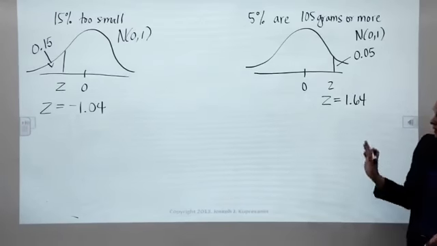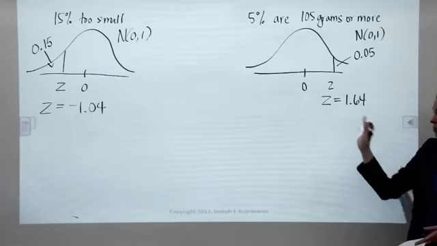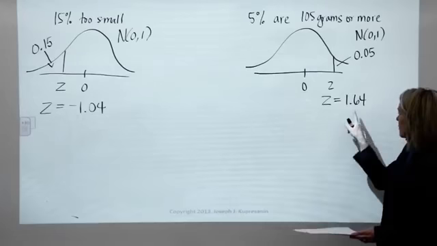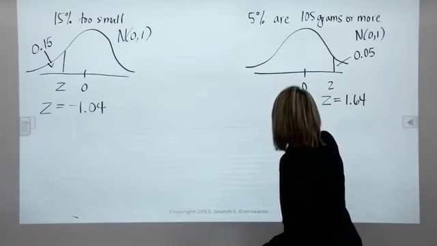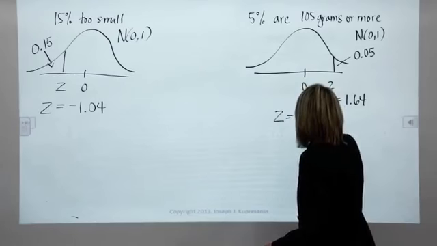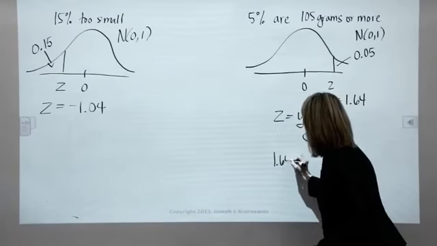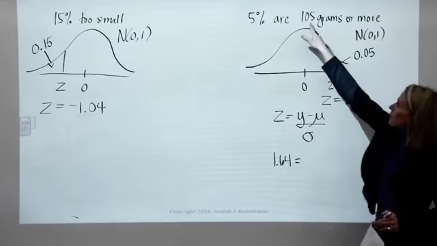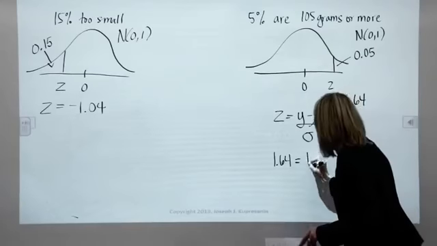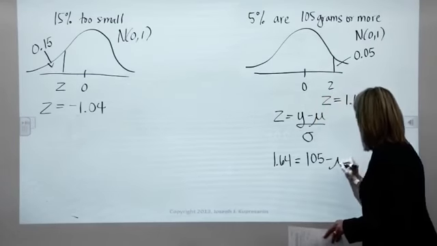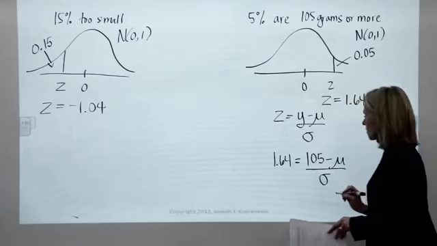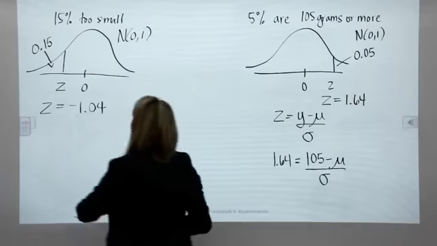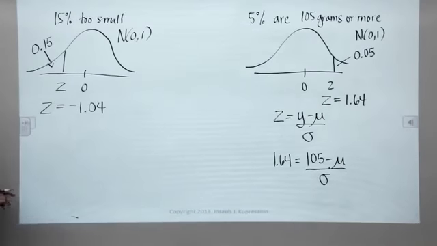All right, so now let's go back and use our z-score formula and see what we can do with these z-scores. Since I'm over here, I'll continue with this one. This z-score of 1.64 corresponded to an apple that was 105 grams. But we do not know the mean. We do not know the standard deviation. So here I'm kind of stuck. If we jump back to the apples that were too small, we can do the same kind of thing.